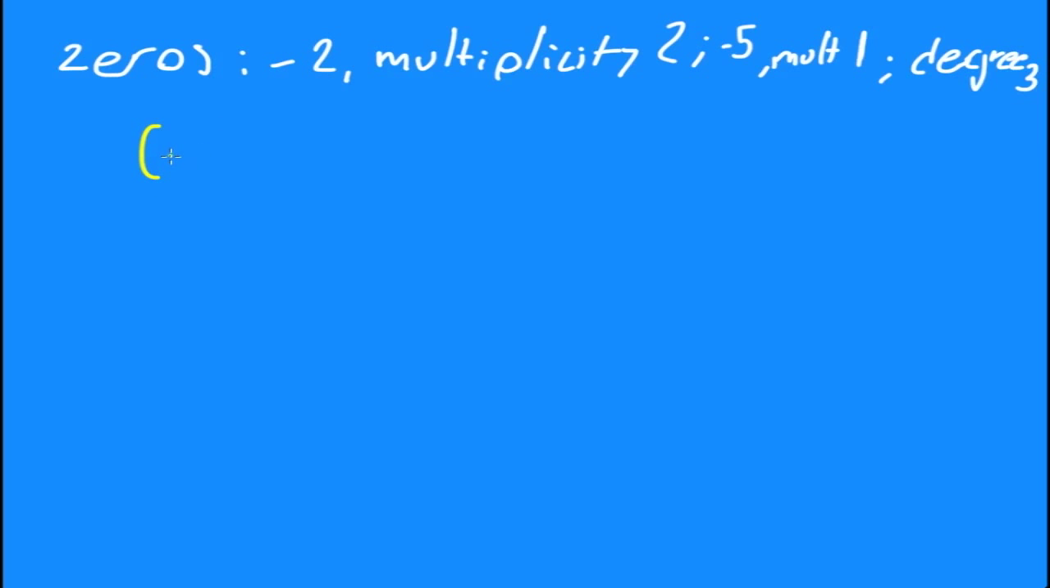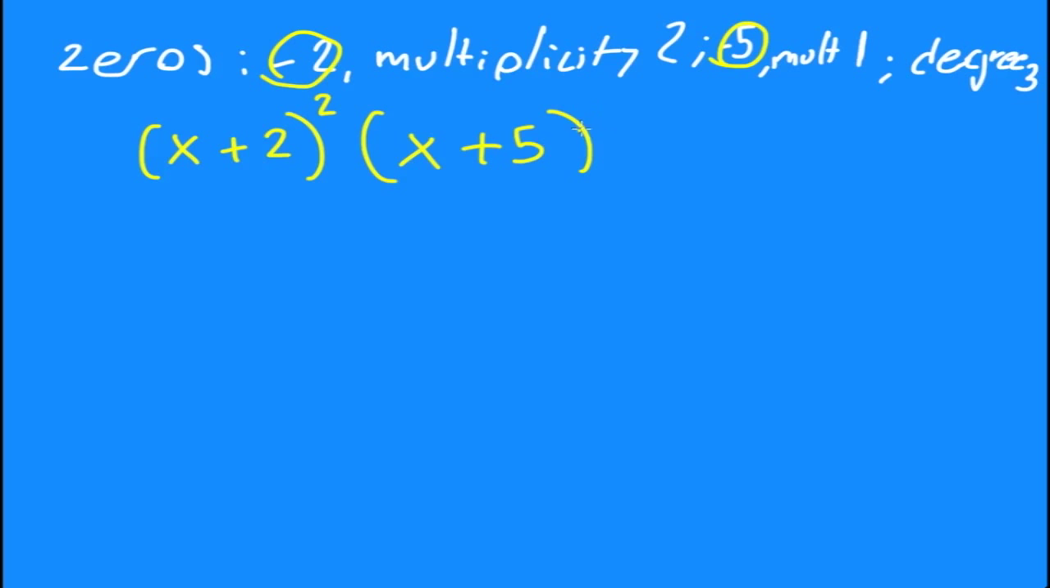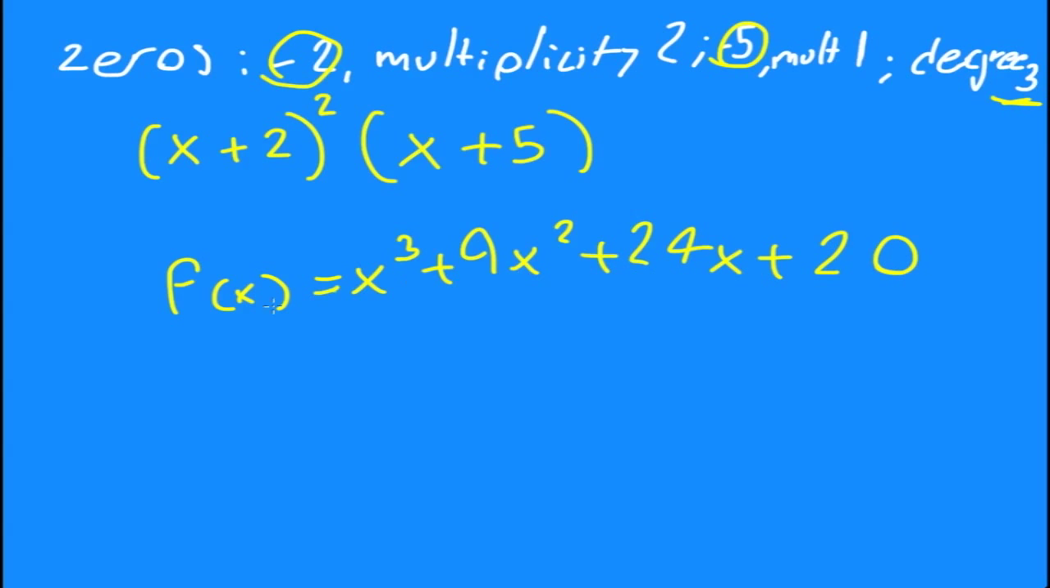This is a zero, so we put an x, and we switch its sign, so x plus 2 with a multiplicity 2. Multiplicity is the exponent, so x plus 2 squared times x plus 5, multiplicity 1, so it stays like that. And degree 3, we know that 2 plus 1 equals 3, right? So this is our function, and one of your options is going to look like this: f of x equals x cubed plus 9x squared plus 24x plus 20. That's going to be an option on your midterm.